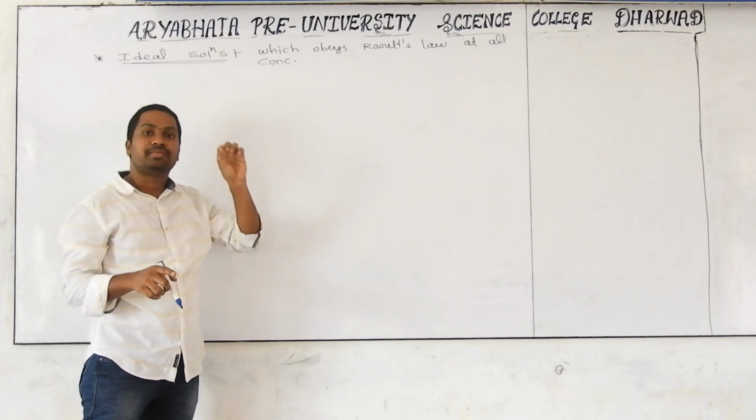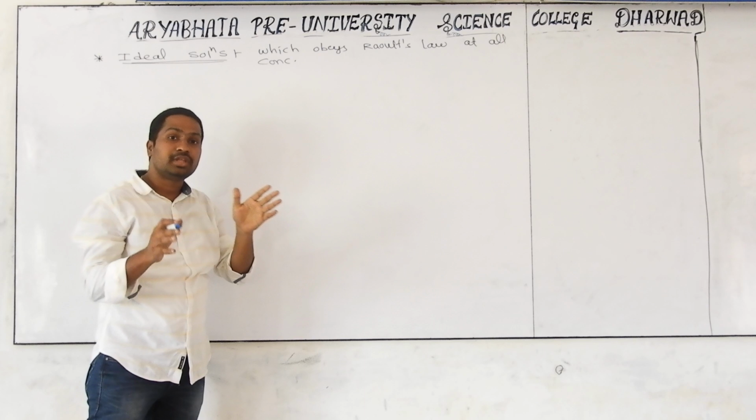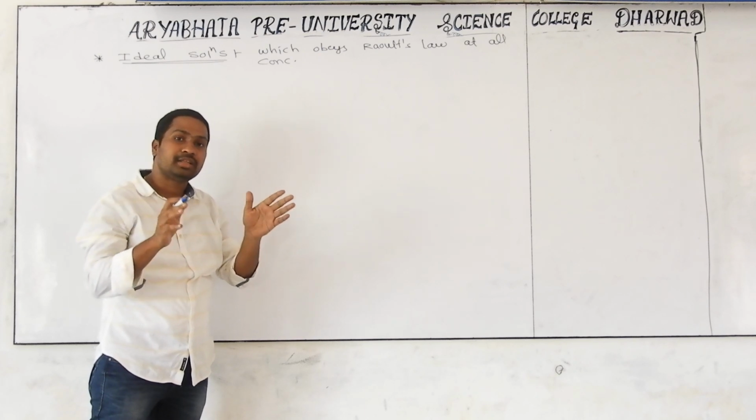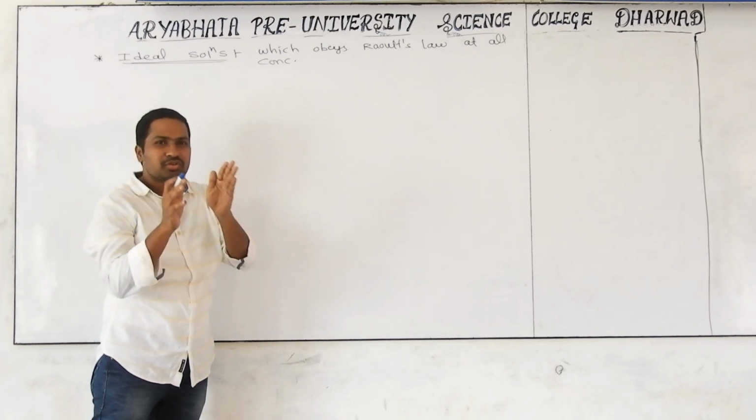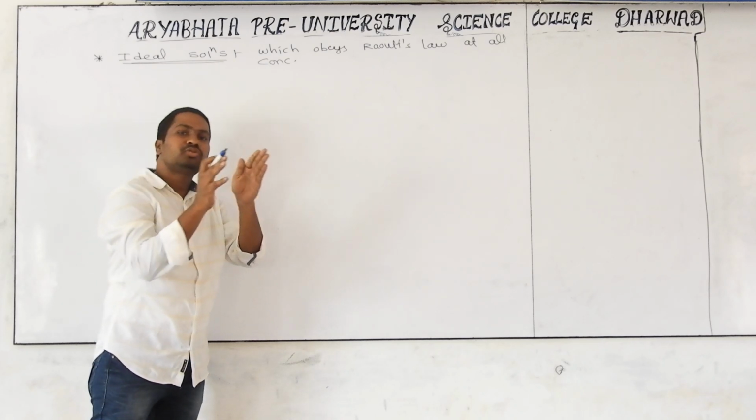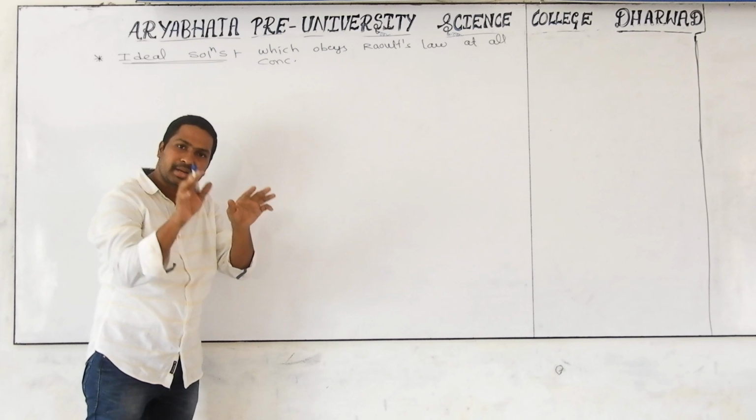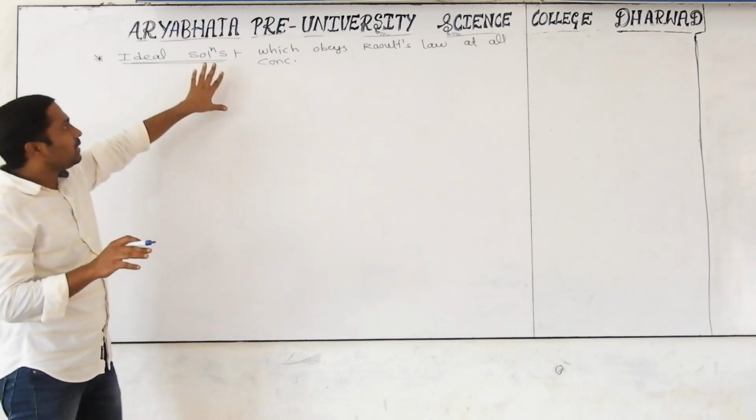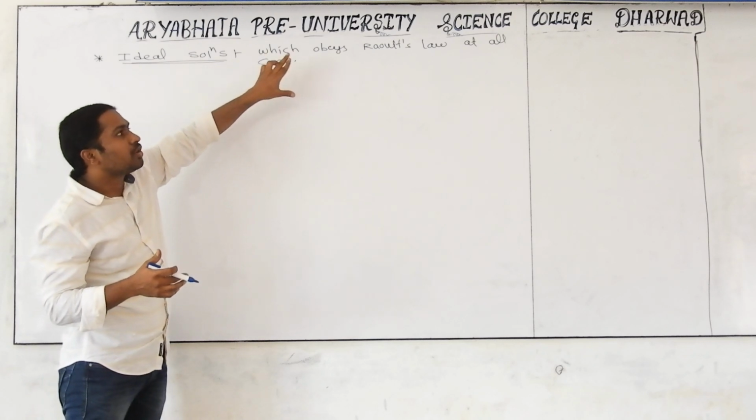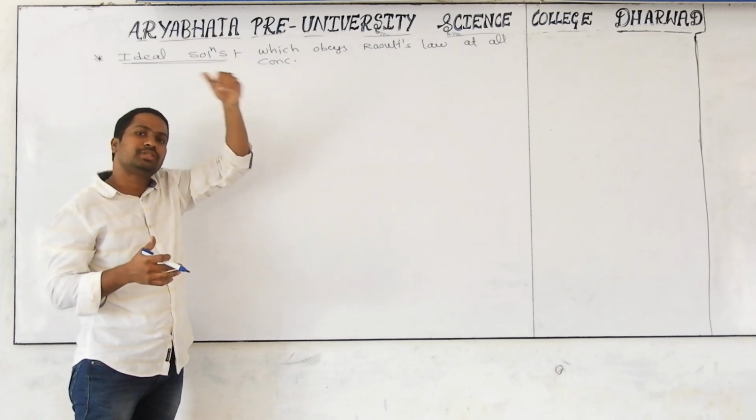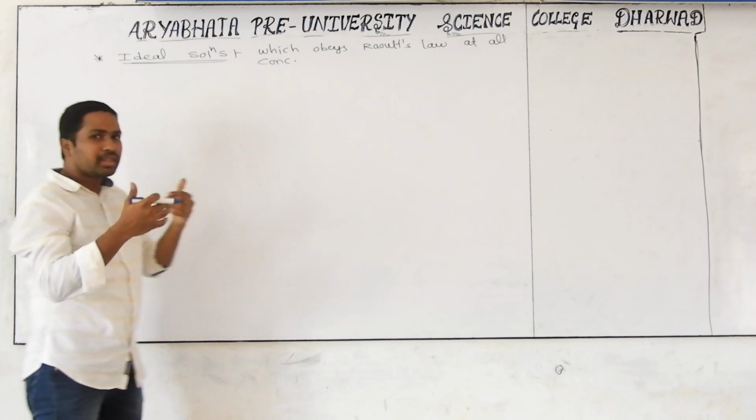But it is very rare. Why? Because there is no perfect man. Like that, there is no perfect ideal gas or ideal solution. Some solutions are very close to ideal nature, but not perfectly ideal. Anyway, a solution which obeys Raoult's law at all concentrations is called an ideal solution. What are the conditions here?